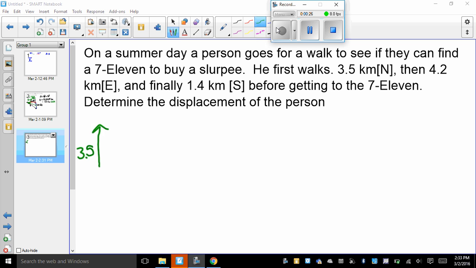Then he goes 4.2 kilometers east. It's a little bit longer east, tip to tail right here. 4.2 east. And finally, 1.4 south.